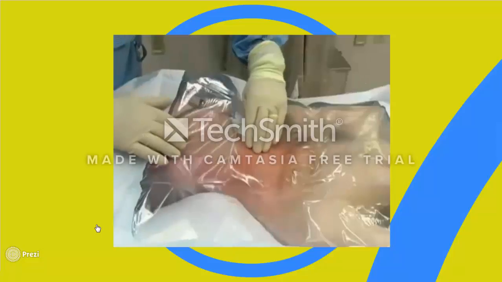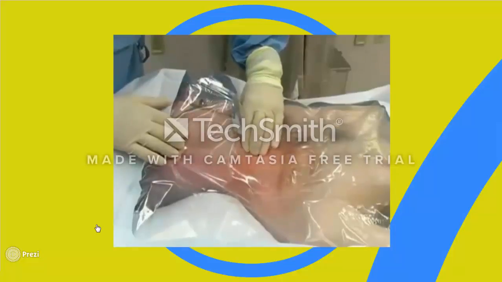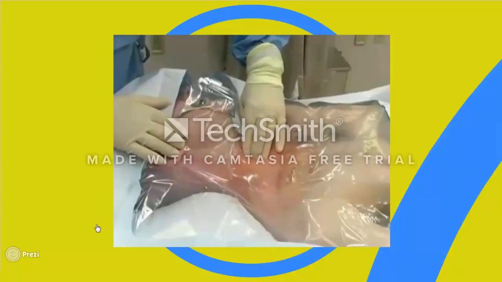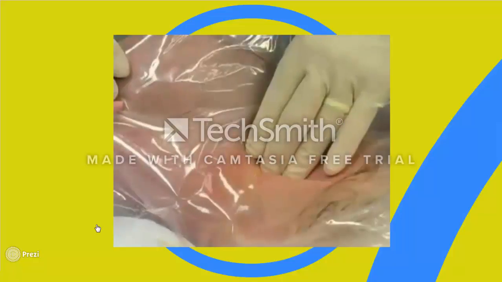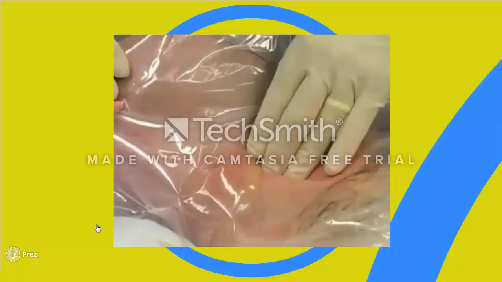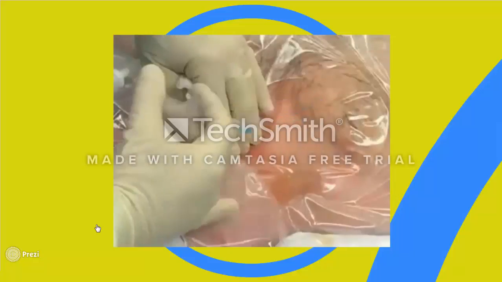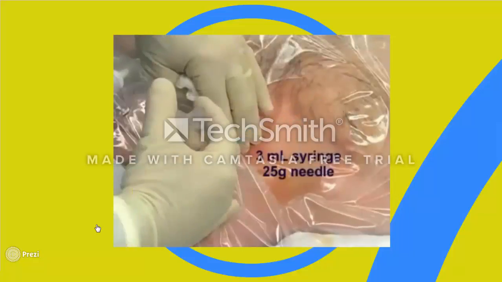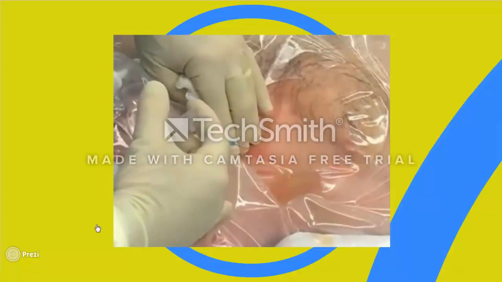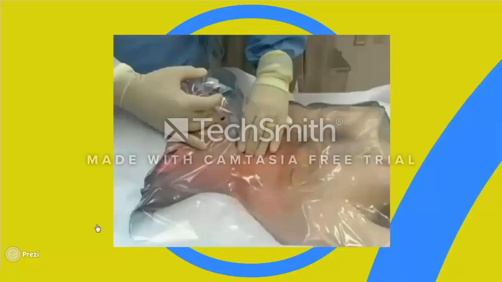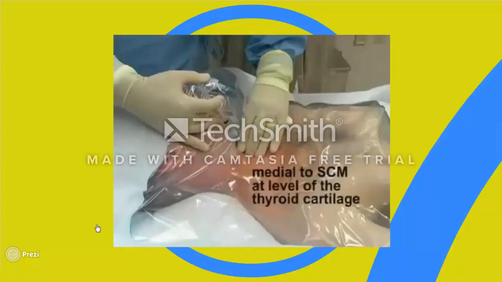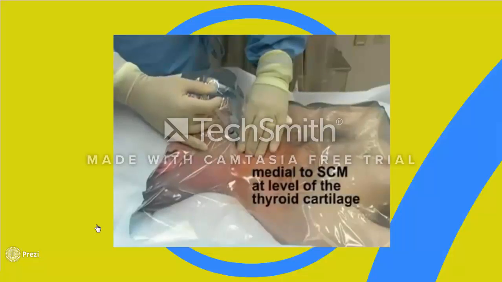Palpate the carotid artery with your non-dominant hand and continue to palpate the artery during the procedure in order to maintain a solid fix on its location. Then, using the 3 milliliter syringe with the 25 gauge needle, place a wheal of local anesthetic at the needle entry site, which is medial to the sternocleidomastoid muscle at the level of the thyroid cartilage.